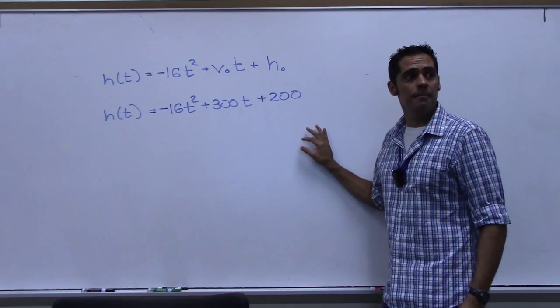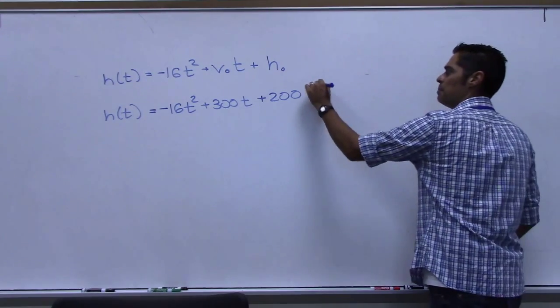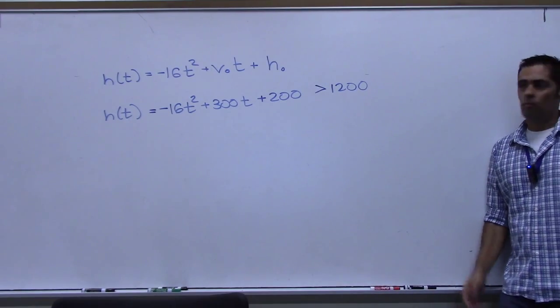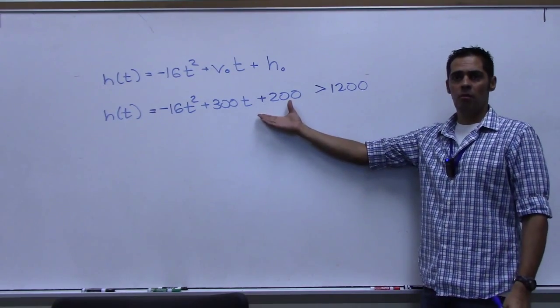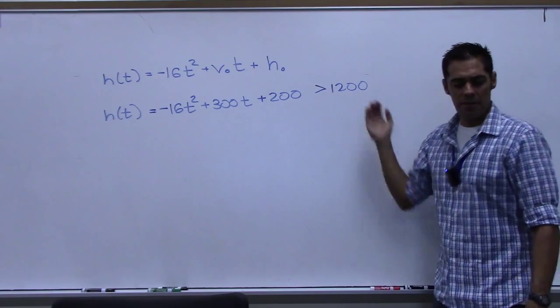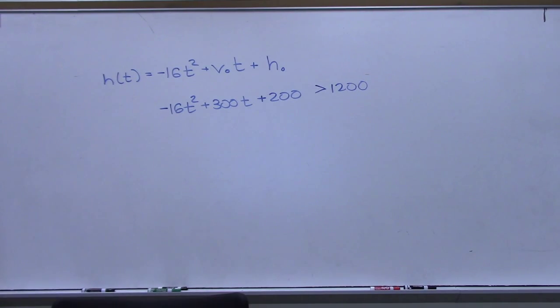And what are we asking? When is it higher than 1,200 feet? So when is this bigger than 1,200, right? That's all I want to know. When is the height of the ball, which is that, bigger than this? And then you can just ignore this, right? And now we have a quadratic inequality. So we just do everything we just did.